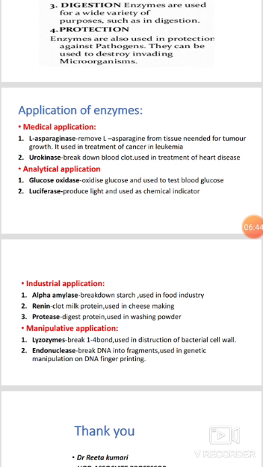Industrial application: alpha amylase helps in the breakdown of starch and is used in the food industries. Renin helps in the clotting of milk protein and is used in cheese making. Protease helps in the digestion of protein and is used in washing powder. Now, manipulative application: lysozyme breaks 1,4 bonds and is used in the destruction of bacterial cell walls. And at last, endonuclease, which breaks DNA into fragments and is used in genetic manipulation and DNA fingerprinting.